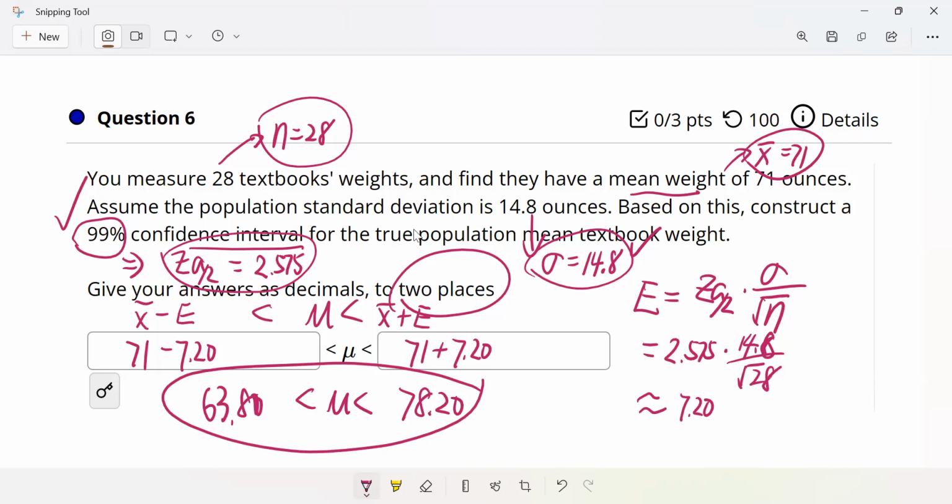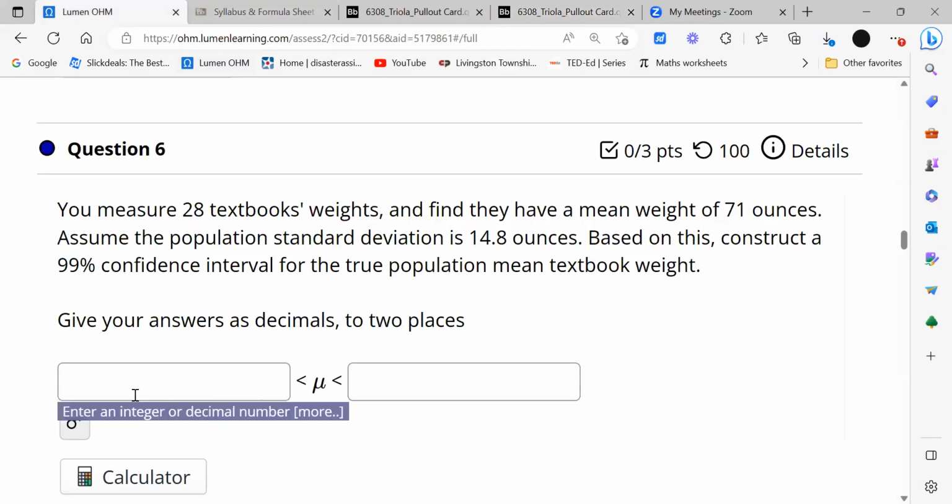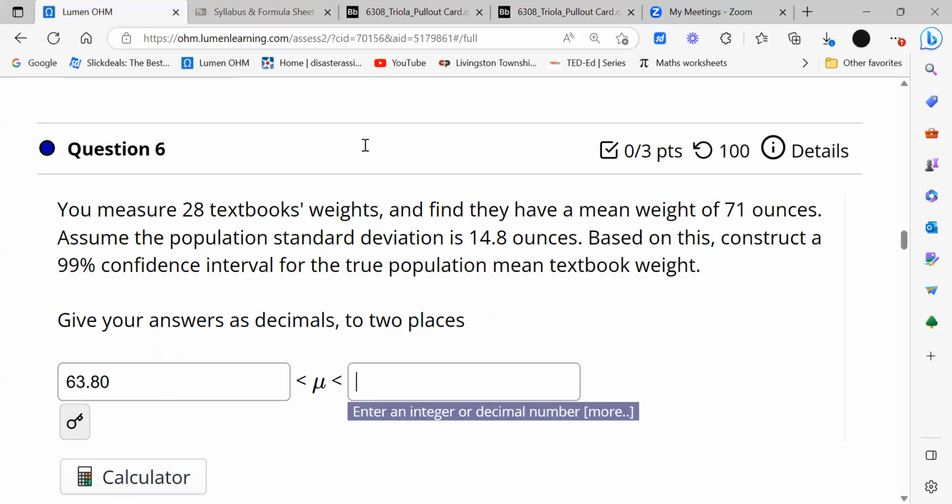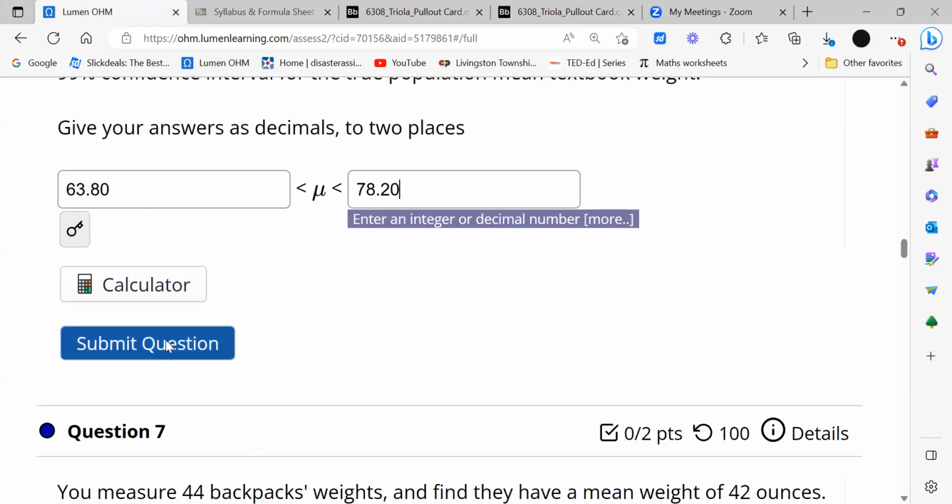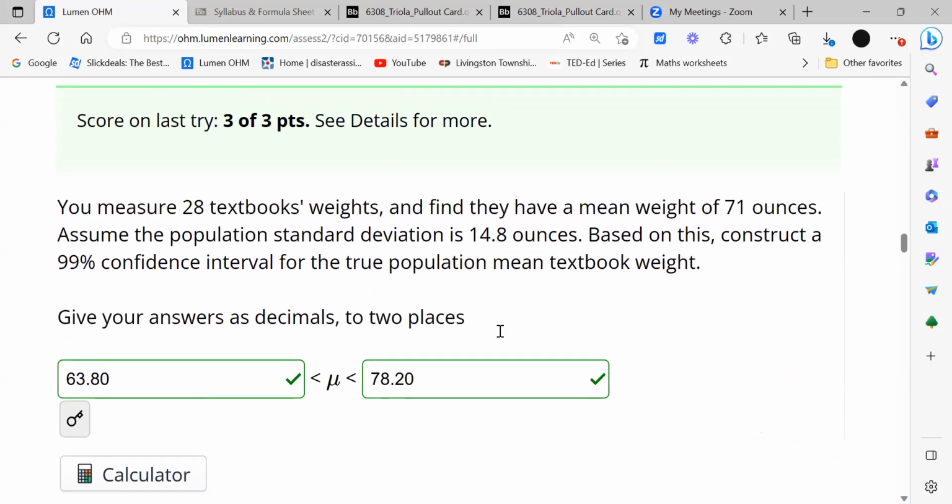Any question about this? 63.80, 78.20. Yep, good answer.